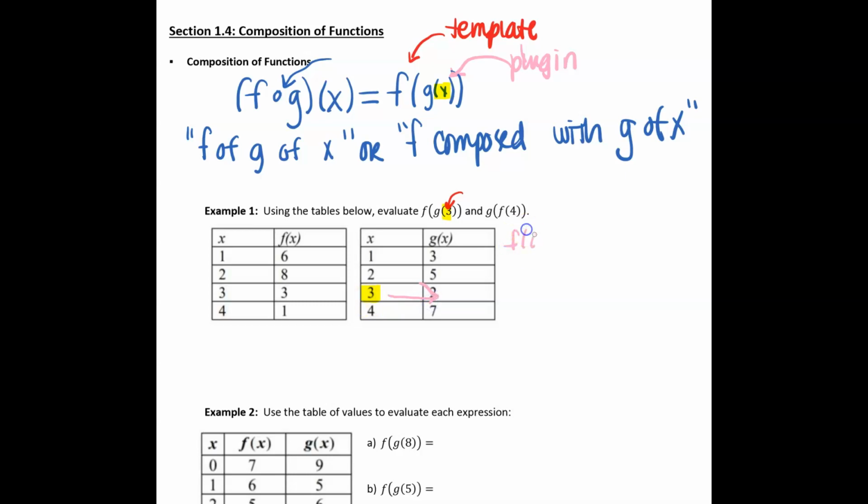So f of g of 3 is equal to f of 2, since g of 3 is 2. Now the value in the parentheses is your x, so we're going to go back over here. Now we're going to look at 2 in our f table. You can see that that leads you to a value of 8. And so when looking at a value such as this on a table, you want to start from the inside and work your way out.